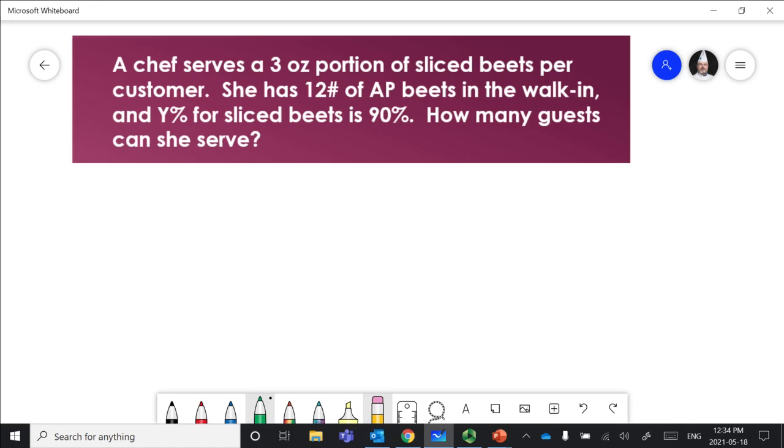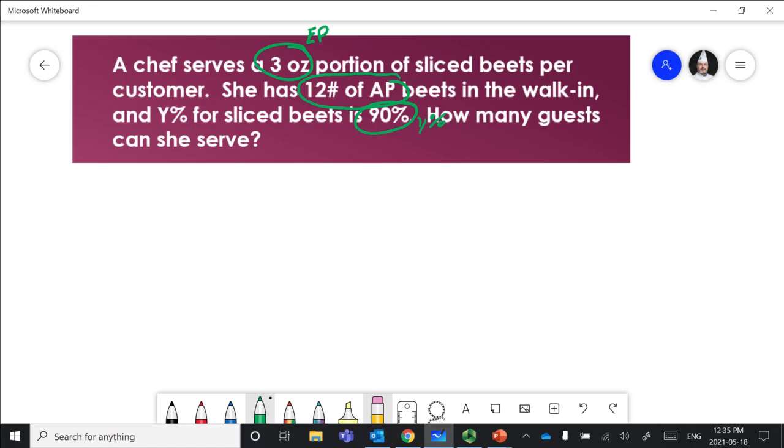So first off, this 3 ounces, is that EP or AP? Well, we're serving it to our customers, and it's sliced, so I would say that's EP, right? Next number we've got in here, we have 12 pounds of AP. Well, that was nice of her to actually tell us that it is AP, right? And our yield percentage is 90%. All right, so how many guests can we serve?